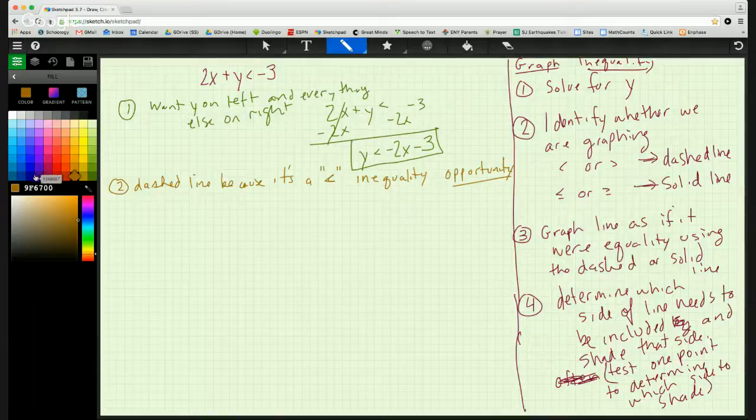Okay, so we're going to use a dashed line. Now we're already on to step 3. See how easy these are? Step 3. So now we're going to graph it as if it were an equality using a dashed or solid line. And we know we're using a dashed line.